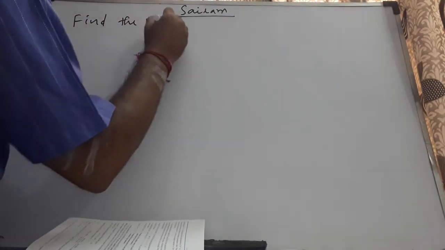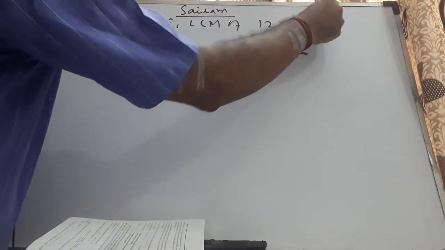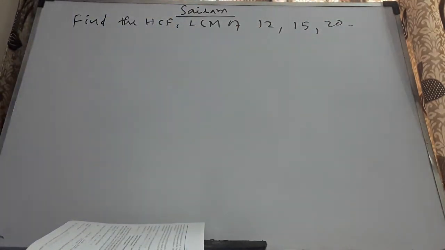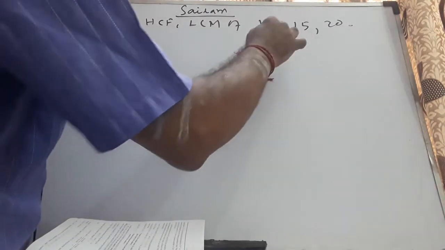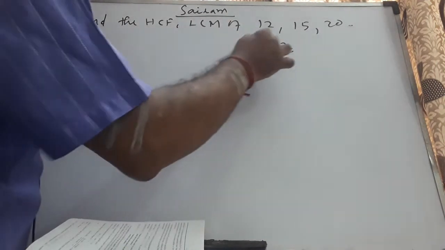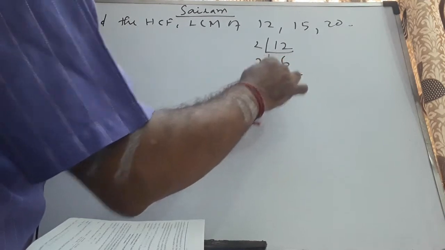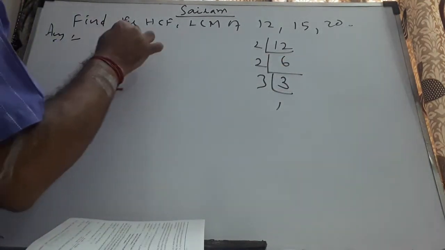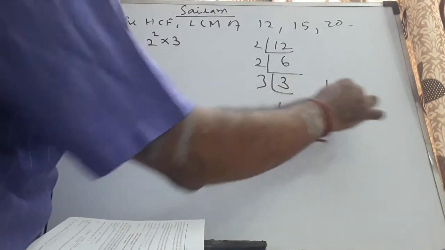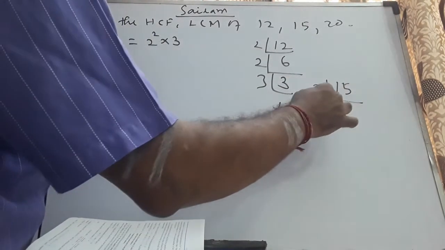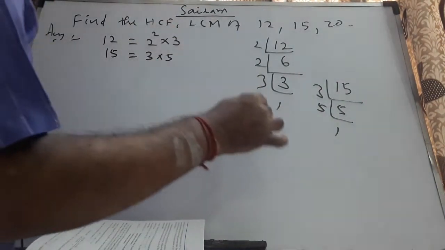Find the HCF and LCM of 12, 15, 20. I've taken three such examples, using the prime factorization principle. Let me divide 12 by 2, I'll get 6. Divide 6 by 2, I'll get 3. Therefore, 12 can be written as 2 square into 3. Then 15 will be, of course, 3 into 5.